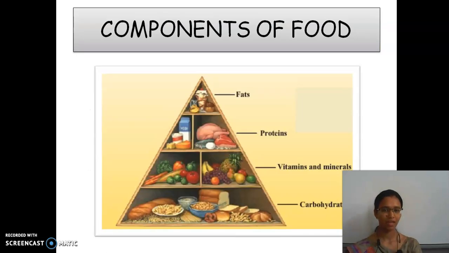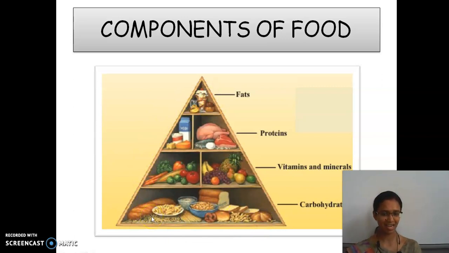Okay. Then components of food. That is, what are the major elements which are present in the food. The major components, so we have a pyramid like structure here, right? Here the large ones and the smaller ones. So we need to take a large amount of carbohydrates, and the second category vitamins and minerals, and then proteins, and the final preference goes to the fat. But these all are important.